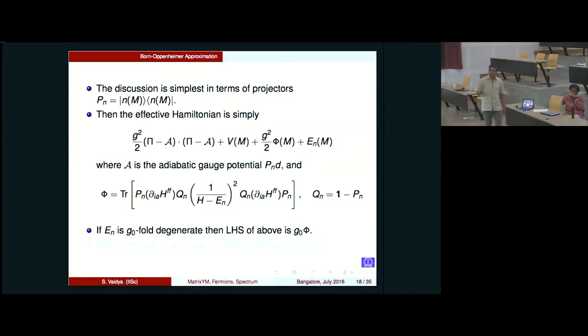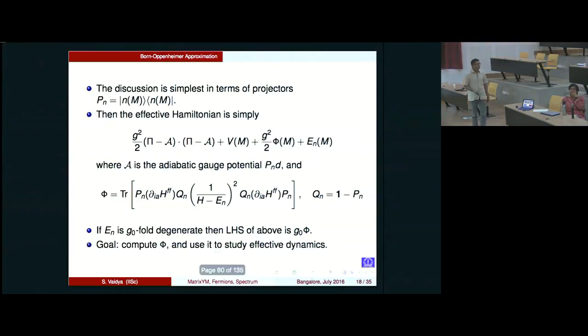This is a form which looks complicated, but with time you can learn to like and love. So if there are degeneracies, if E is degenerate, then there is a small modification to this formula. The left-hand side is just G0 times phi, where G0 is a degeneracy. Our goal is to compute phi and then put it back in this equation and look at what it implies for the dynamics of the slow degrees of freedom.